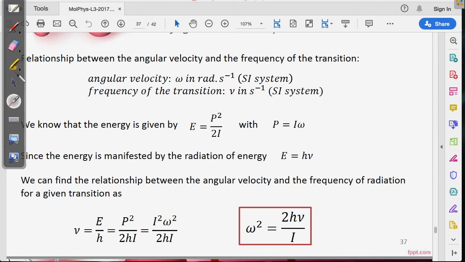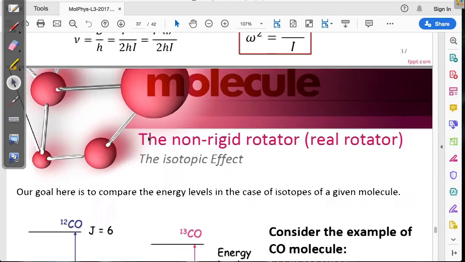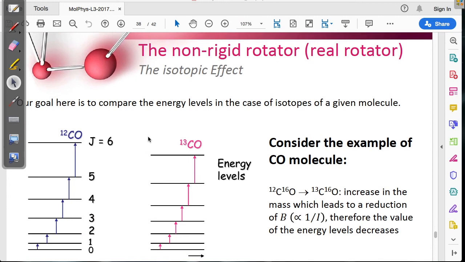So omega at the end of the day, the angular frequency of the rotating molecule itself, is nothing but the square root of 2h nu over I, nu being the frequency of the radiation which happens from a transition. So we can tell how fast the molecule is turning around itself, which is interesting to my physicist sense, to be honest. Well, now we just do a final example of application, and then the chapter is done.